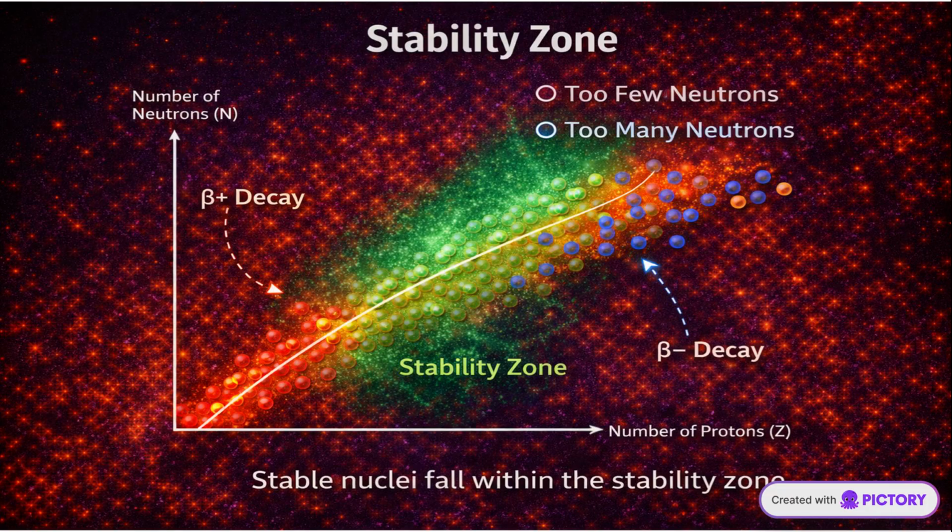To visualize this, scientists use the concept of a stability zone. This is a region where stable nuclei exist. On a graph, the x-axis is the number of protons, and the y-axis is the number of neutrons. Stable nuclei fall within a narrow band called the valley of stability. As nuclei get heavier, the band shifts upward, meaning more neutrons are required. So stability is not random. It follows a well-defined pattern.